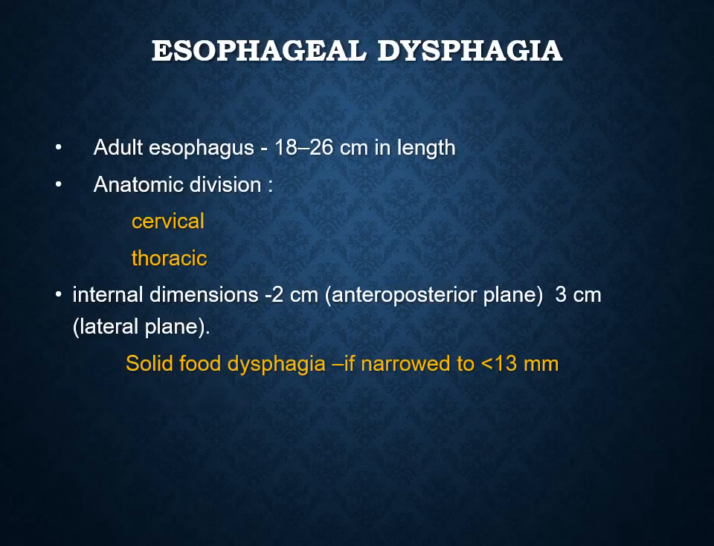It is important to note in dysphagia that this will be experienced by the patient during swallowing if the internal diameter of the esophagus is narrowed to less than 13 millimeters or 1.3 centimeters. You have to note that the adult esophagus is about 26 centimeters in length and the internal dimensions of 2 centimeters by 3 centimeters. So more or less you can have an approximation of the size.